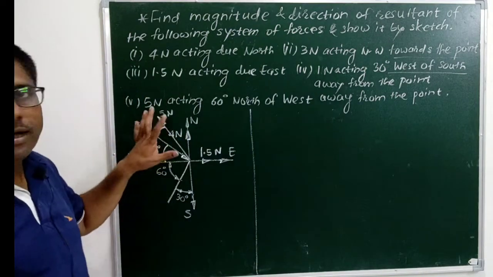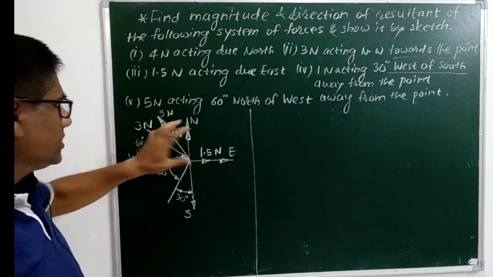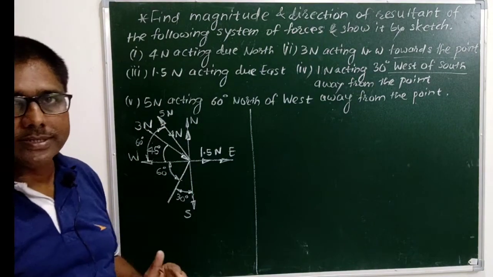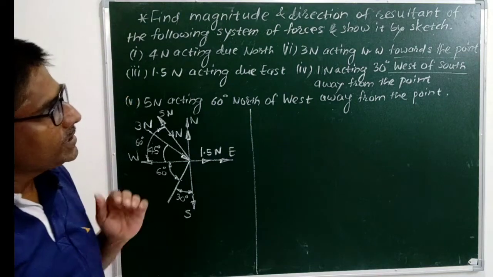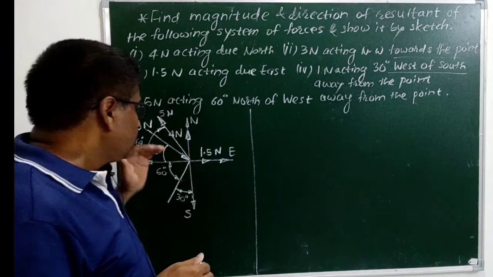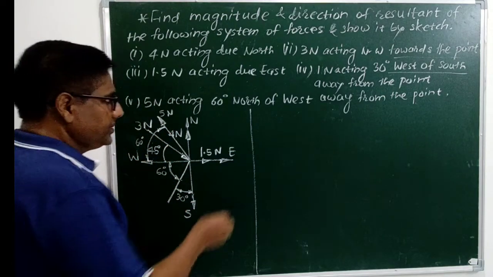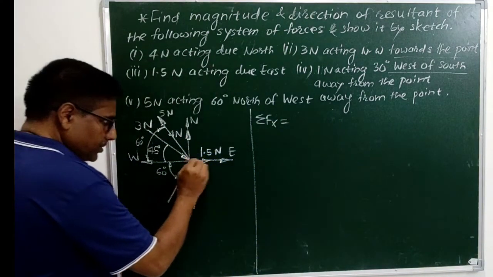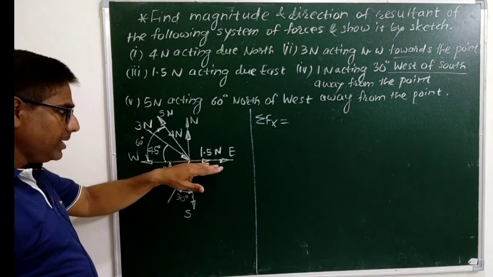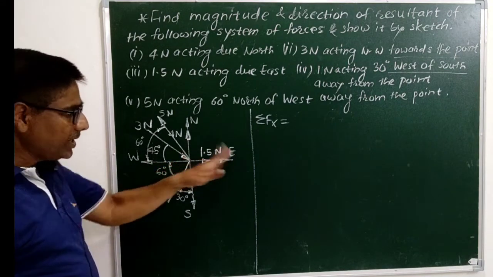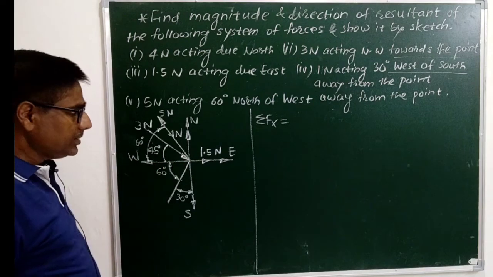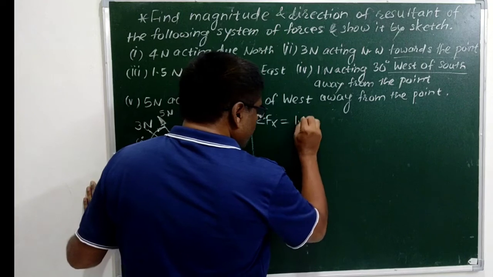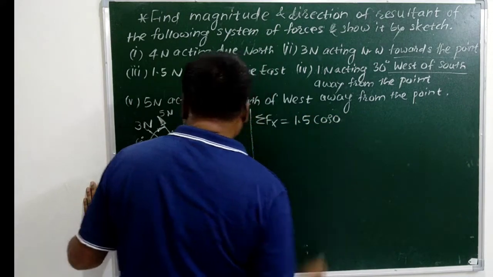We have shown all the forces given on the sketch. Now first of all we need to find sigma Fx, means what? It is addition of all the horizontal components of given forces. Sigma Fx is equal to first force, it is 1.5, the angle made by this with x-axis, as it is acting along due east, is 0. Therefore it is 1.5 cos of 0.